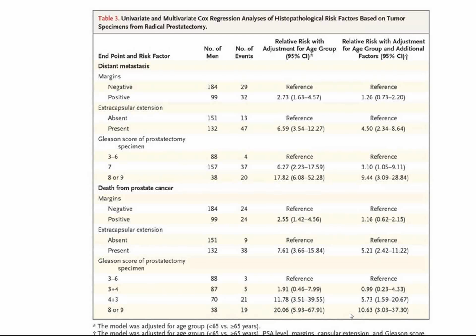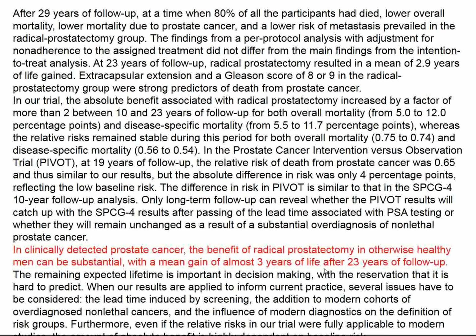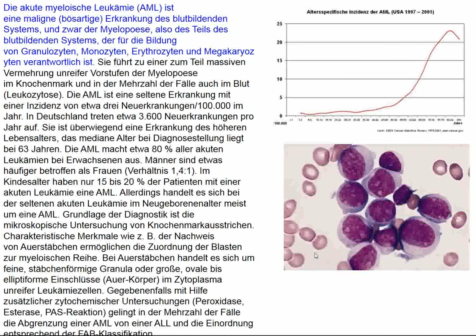So the higher the Gleason score, maybe you'd be more prone to advise your patient to go ahead and have the operation and be impotent and unhappy for 29 years, which can also occur. So if we look at that critically, what we find is that the patients that were in the radical prostatectomy group had a mean gain of almost 3 years of life after 23 years of follow-up. Important study.